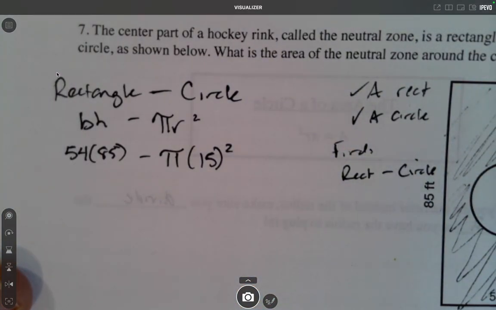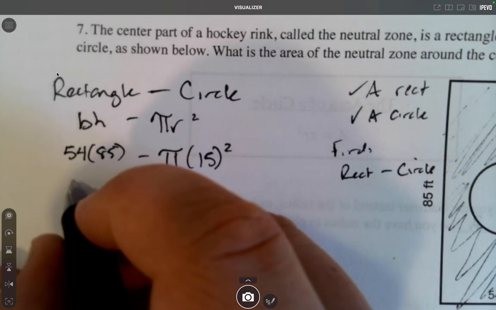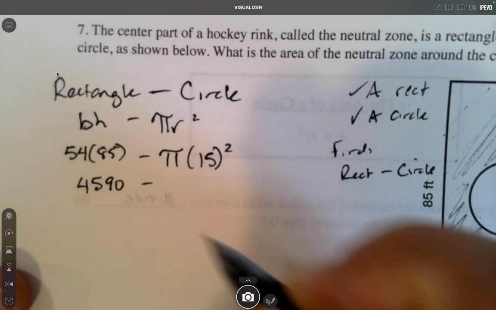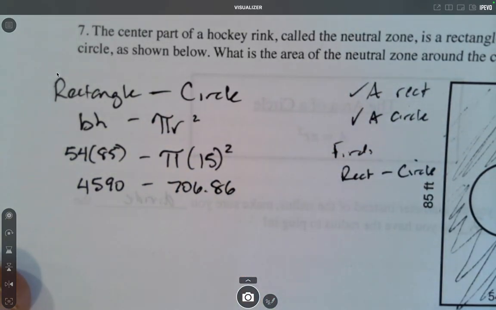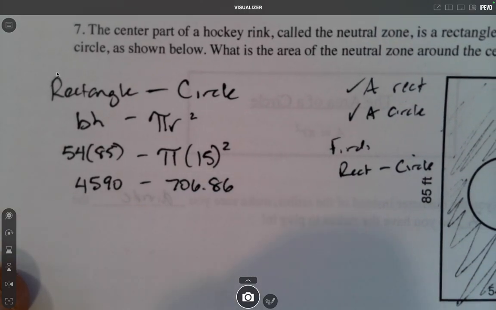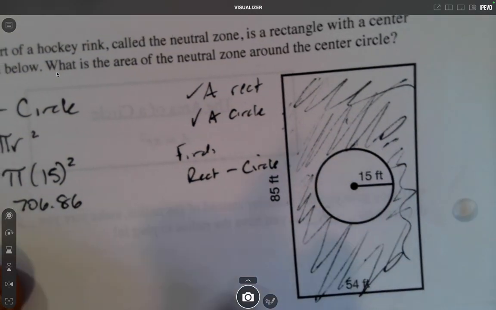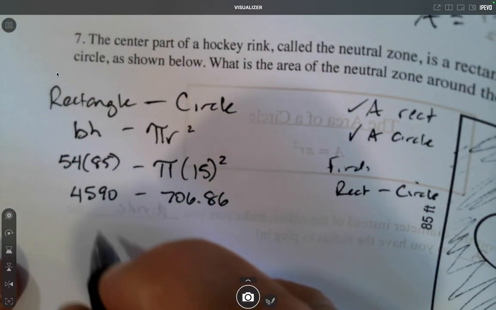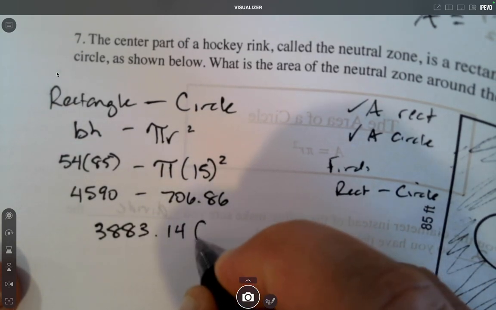Now, if you want to plug this all in your calculator all in one line, that should work. As long as you put parentheses where they're needed, and multiplication, the squaring, all that, that should be fine in one line. If you'd rather break it up and do it separately, this times this gives you 4590. Pi times 15 squared gives you 706.86. So if we subtract those from each other, we find out the area I shaded, the area of the neutral zone that does not include the circle, turns out to be 3,883.14 square feet.